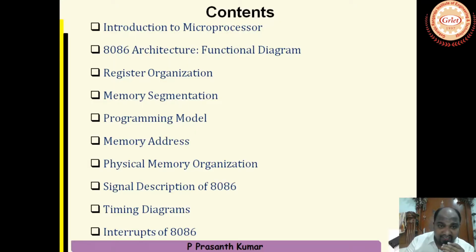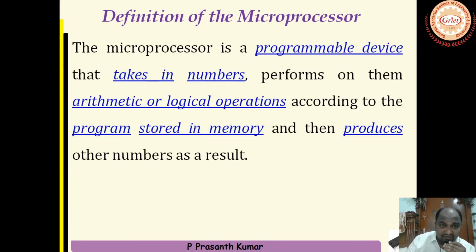Before entering into the subject, first of all, what are the different contents we are going to discuss in this unit? First, introduction to microprocessor, 8086 architecture and its functional diagram, register organization, memory segmentation, programming model, memory address, physical memory organization, signal description of 8086, timing diagram, and interrupts of 8086.